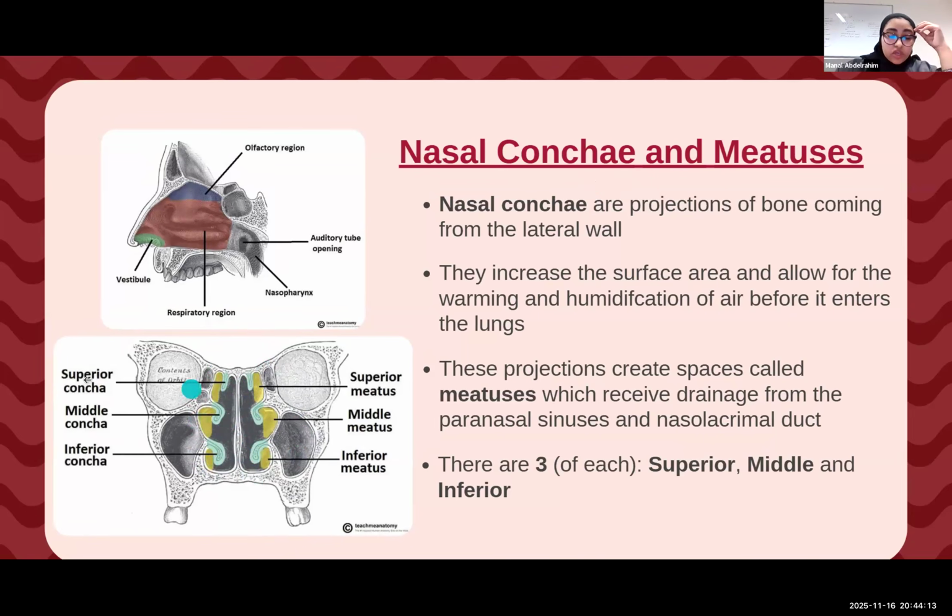And we have three nasal conchi. We have the superior conchi, the middle conchi, and the inferior conchi. And their main purpose is to increase the surface area, and they're allowing for the warming of the air, the humidification, because we don't want the cold air to reach our lungs.